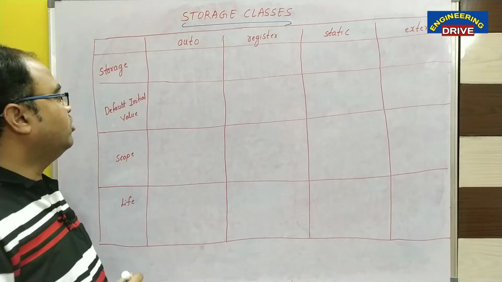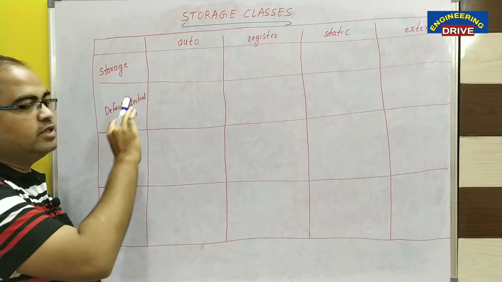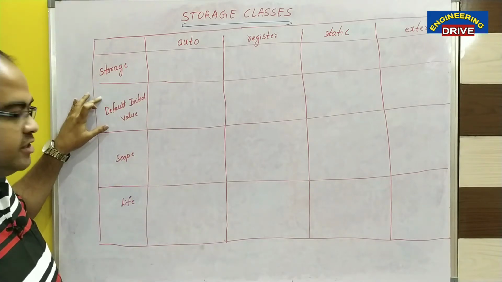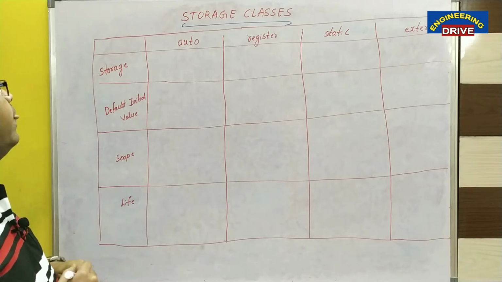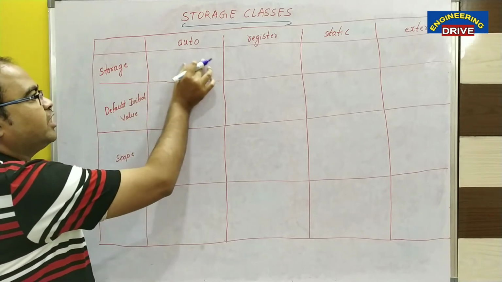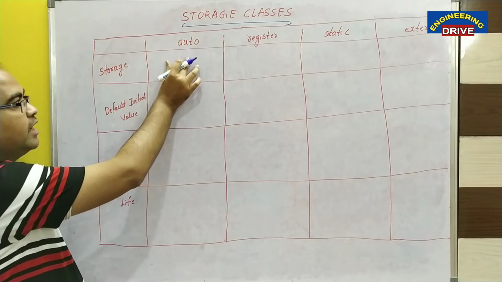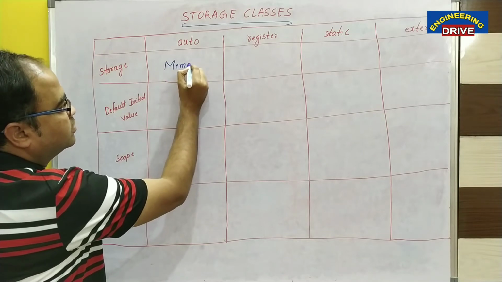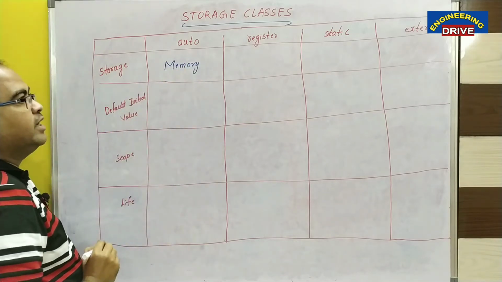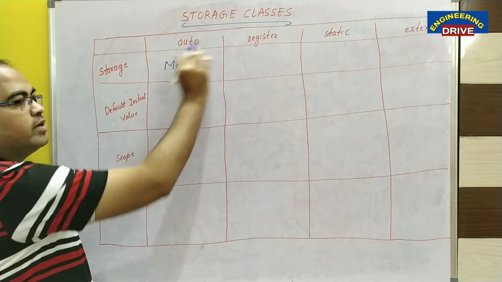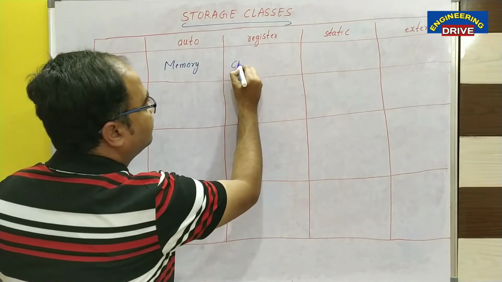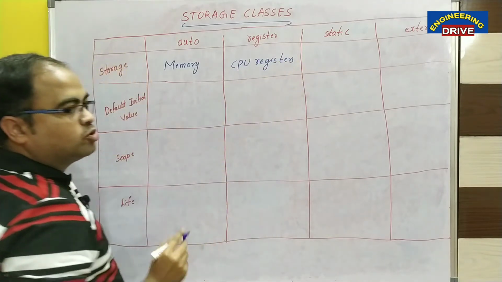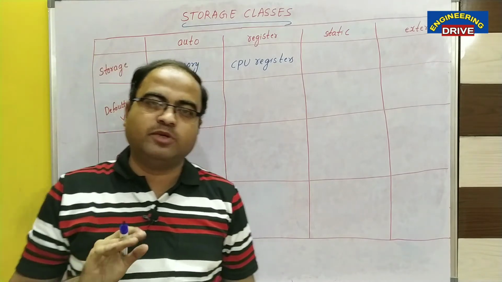So dear students, now let us understand the differences between these 4 storage classes in terms of storage, default initial value, scope and life of the variable. First of all, storage. When you declare a variable belonging to the auto storage class, the value of the variable will be stored in the memory of the computer. On the other hand, if you declare the variable in the register storage class, then the value of the variable will be stored in CPU registers. So these are the 2 places in which the value of variables can be stored in a computer.